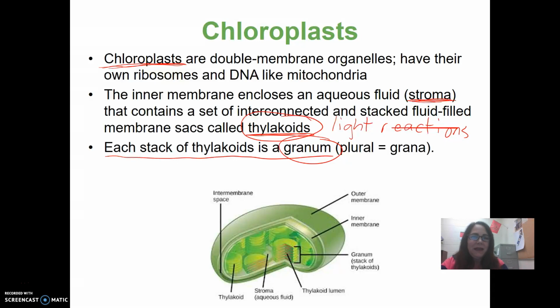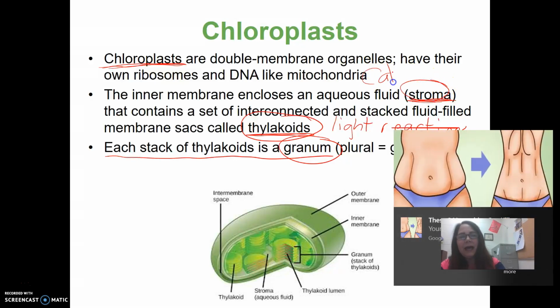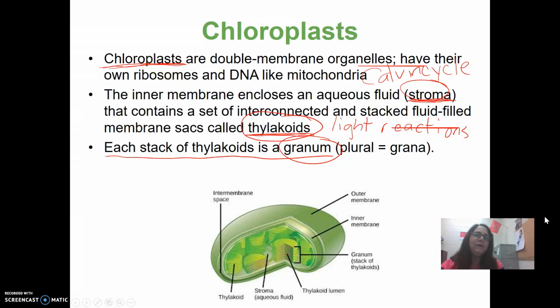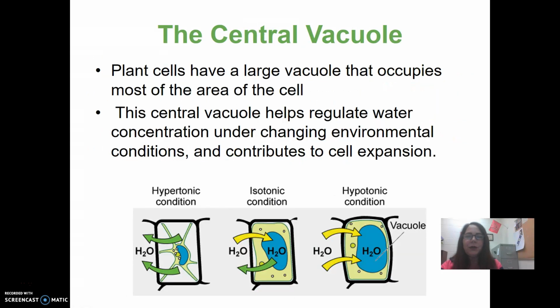Sorry, I didn't mean to make that line through reactions. And the stroma is where the Calvin cycle reactions occur, and those are the reactions which actually convert carbon dioxide into glucose or some simple sugar.